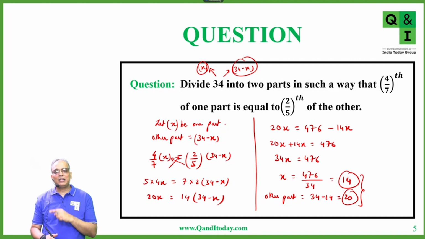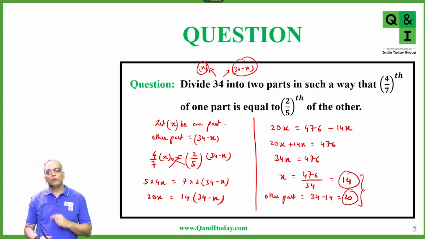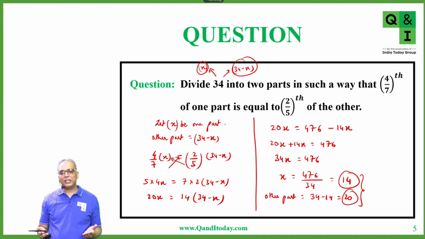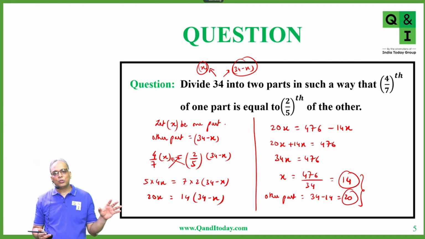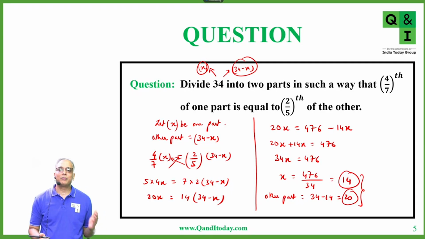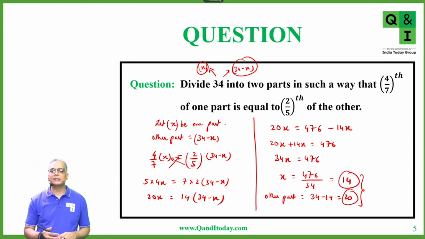We cross multiply. We take the denominator on the other side and multiply. So 5 is multiplied with 4x and 7 is multiplied with 2 times 34 minus x. And we have solved this and got the value of x, that is 14. So the first part, 14, is known. Then the other part will be 34 minus 14, that is equal to 20.